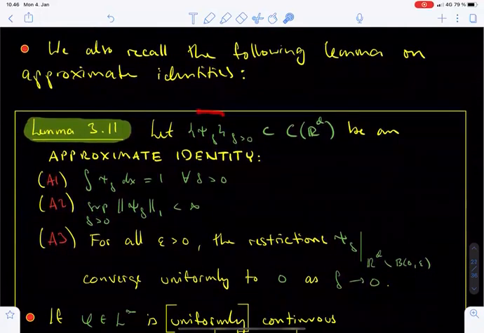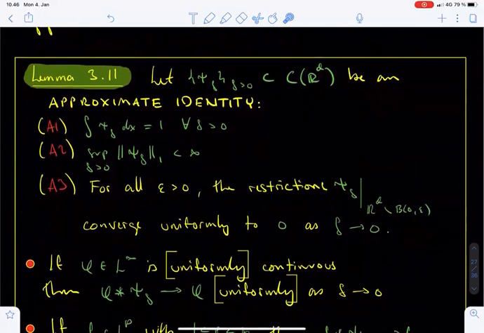Let psi delta be a collection of continuous functions on R^d indexed by a positive parameter delta. This collection is called an approximate identity if it satisfies the following axioms A1 through to A3. The axiom A1 states that the integral over R^d of each function psi delta is equal to 1. The axiom A2 states that the L1 norms of the functions psi delta are uniformly bounded, independent of the value of the parameter delta.